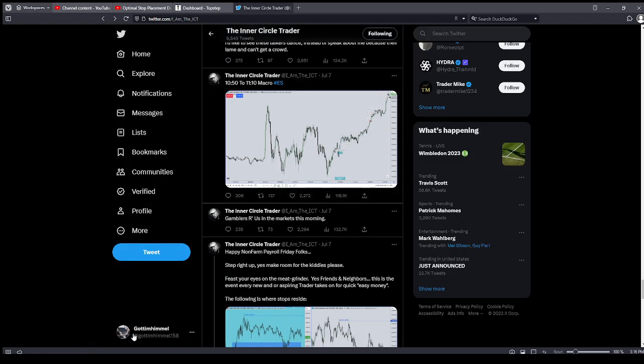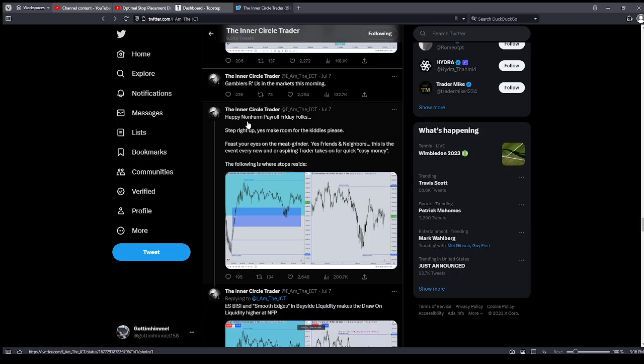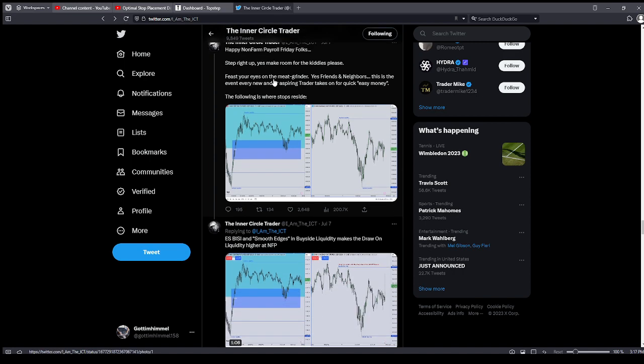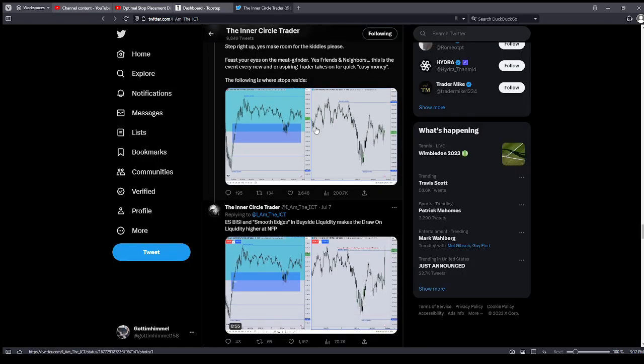One of the things that he mentioned in his video. So this is non-farm payroll Friday. And you can see it's Chop City. Difficult market conditions. Happy non-farm payroll. Non-farm payroll Friday, folks, step right up. Yes, make room for the kiddies, please. Feast your eyes on the meat grinder. Yes, friends and neighbors, this is the event every new and or aspiring trader takes on for quick, quote, easy money, end quote. The following is where the stops reside. Okay, those are your liquidity pools.